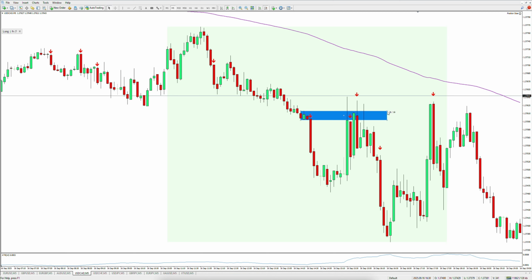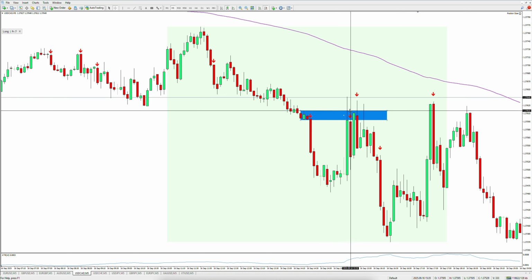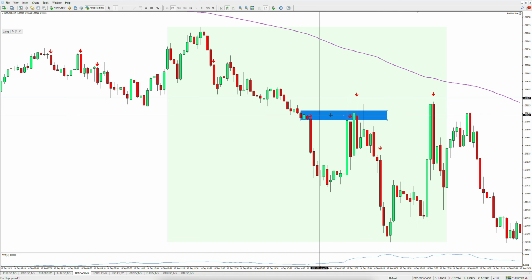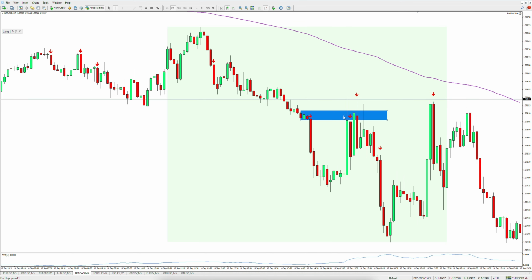There, so your zone is drawn around that. Now you can see price come back up into the zone, didn't respect the zone, wick right above it. Immediately, once that happens, the zone is invalid. We no longer use the zone. Delete it off the chart.